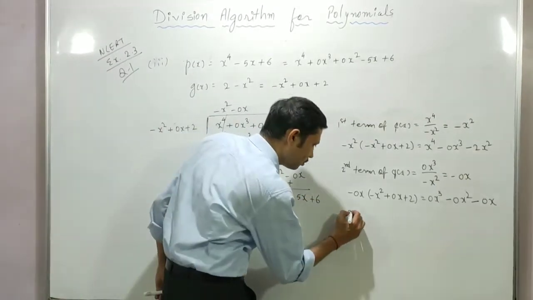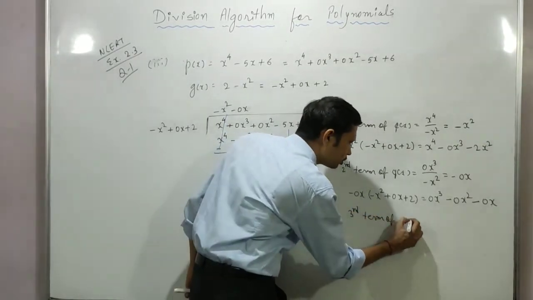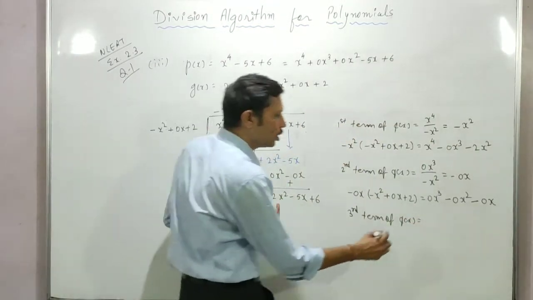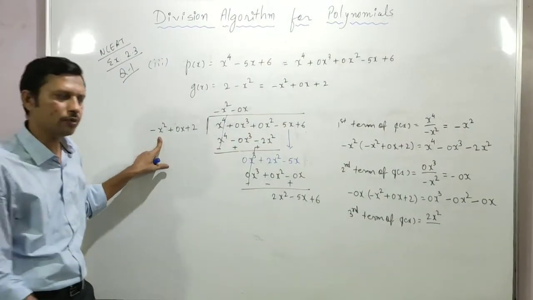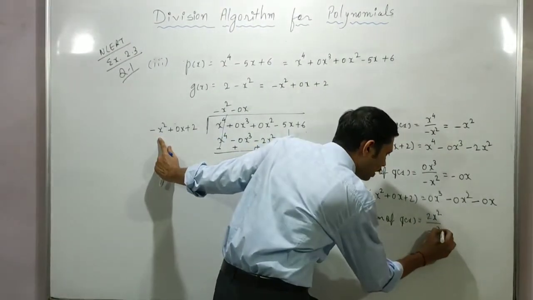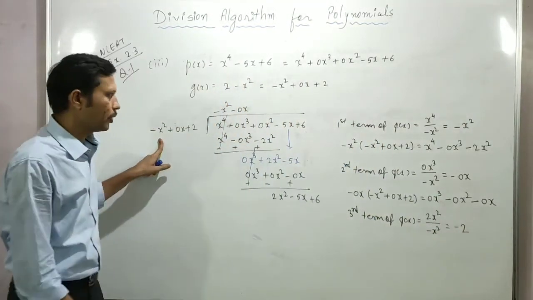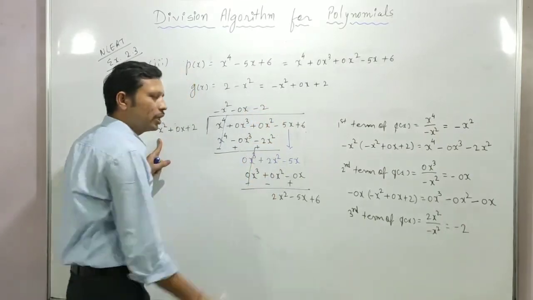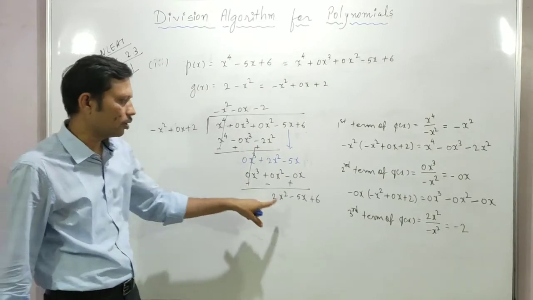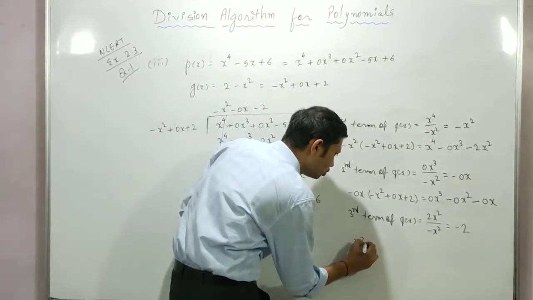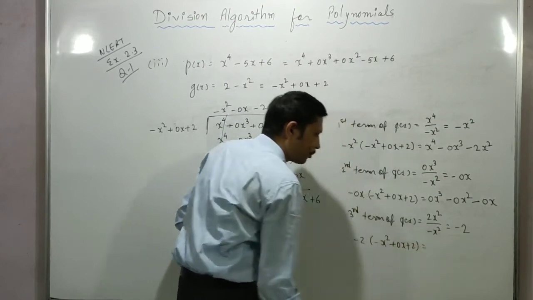Now the third term of our quotient. The first term of the dividend, 2x square, should be divided by the first term of the divisor, that is minus x square. X square will be cancelled out, so minus 2. So the third term of the quotient is minus 2, and minus 2 multiplied with this divisor, and we have to write down the product here. So minus 2 we will multiply with minus x square plus 0x plus 2.